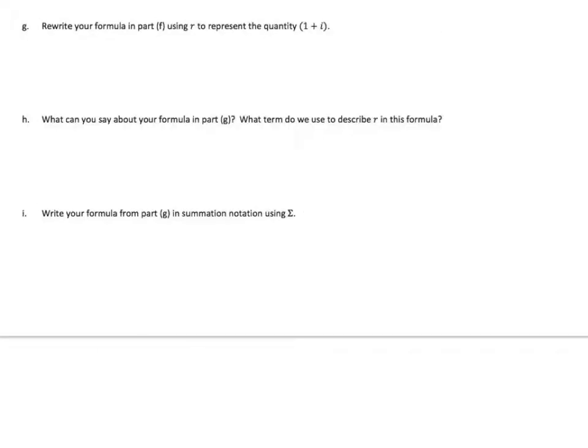That was hard. Okay, let's try G. Rewrite your formula in part F using R to represent the quantity 1 plus i. Okay, no problem. Sorry, I just hit something on my iPad. B sub n equals B sub 0 R^n minus r R^(n-1) minus r R^(n-2). That's a minus. Dot, dot, dot, minus r. Lots of R's.